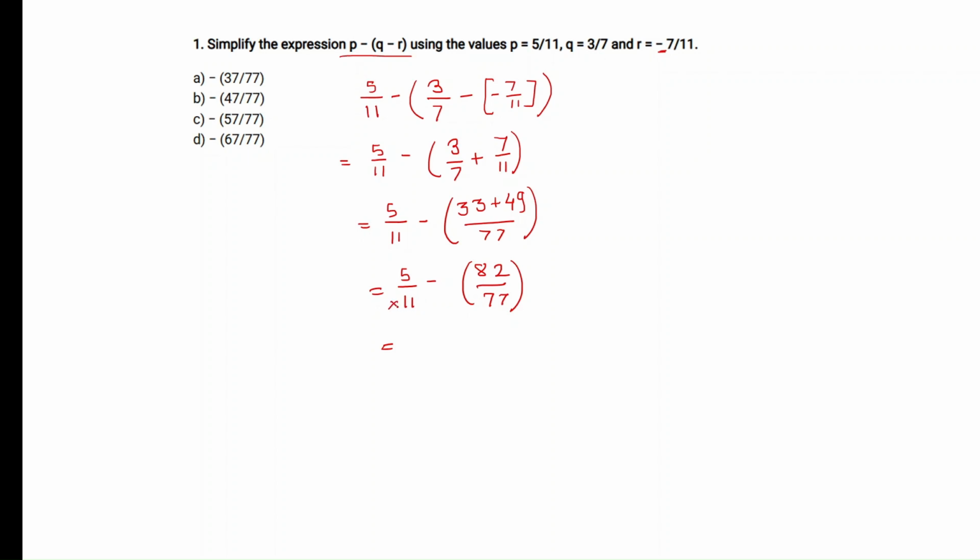So if you just multiply the denominator and numerator by 7, we'll find the answer. 35 minus 82 upon 77. Now 35 minus 82 is 47. 47 upon 77 with minus sign. So this is your answer, option B.